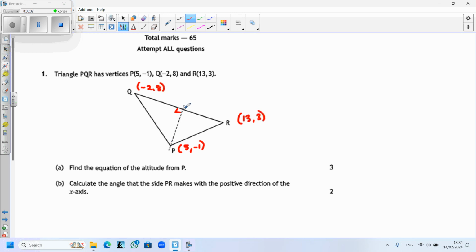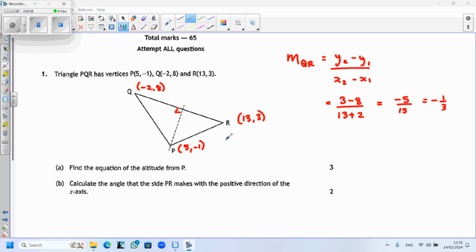So you don't have enough information on that altitude. That straight line, you only know one thing about it there. You only know one coordinate, but you do know it's meeting that one at 90 degrees. So what you do is you ignore where it's coming from and you work out the gradient of QR. And just do that with your y2 minus y1 divided by x2 minus x1. So when we sub in our coordinates, we end up with a gradient of QR and it's equal to 1/3.